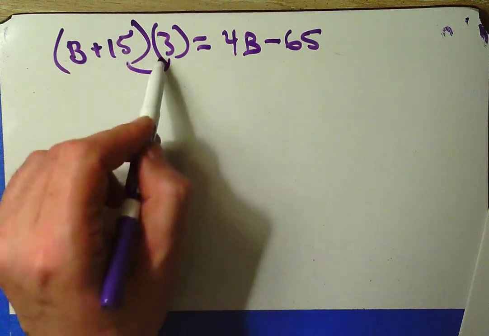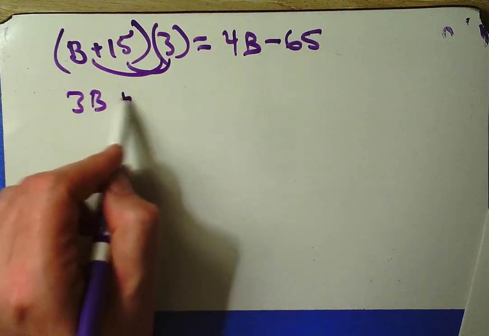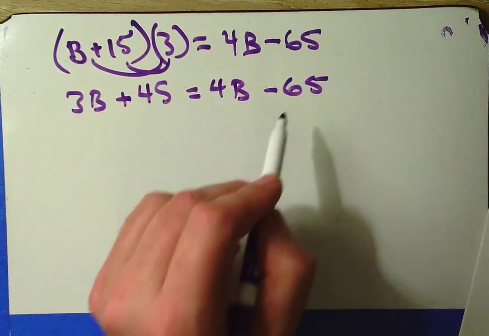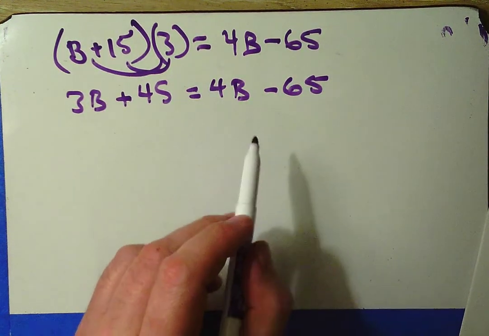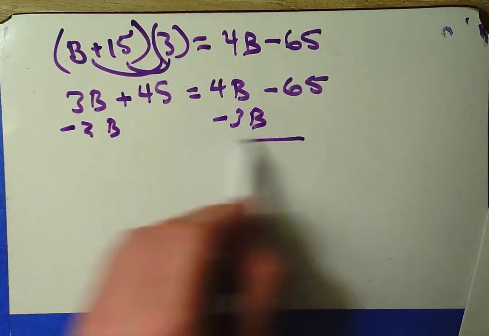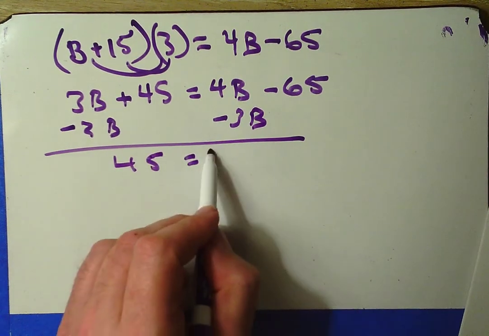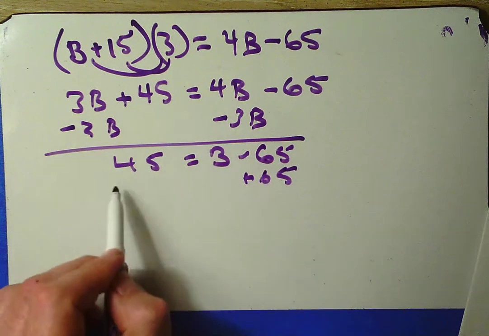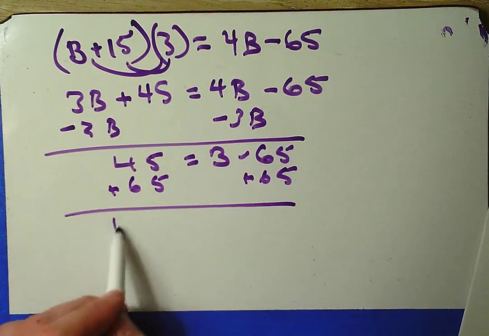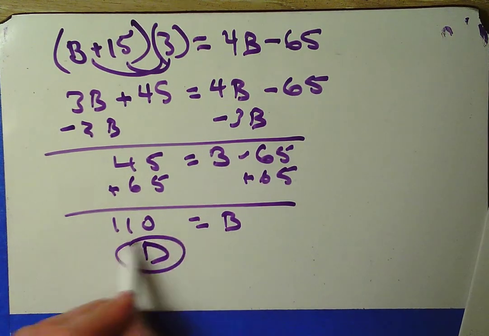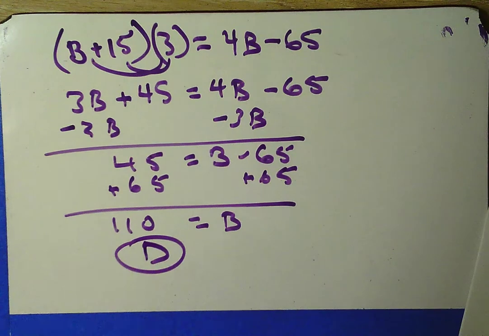I'm going to distribute and get 3b plus 45 equals 4b minus 65. And then I'm going to subtract 3b from both sides and get 45 equals b minus 65. And then I'll add 65 to both sides. I get 110 equals b. And that corresponds to choice D. D is the answer to number 21.